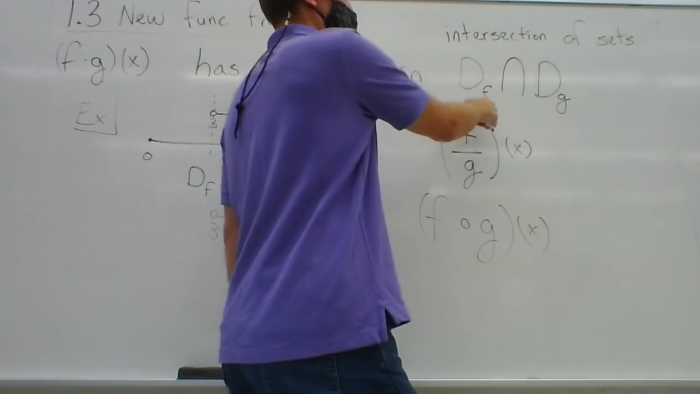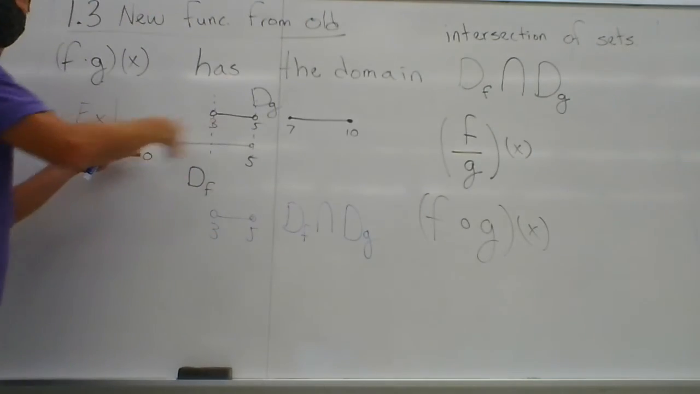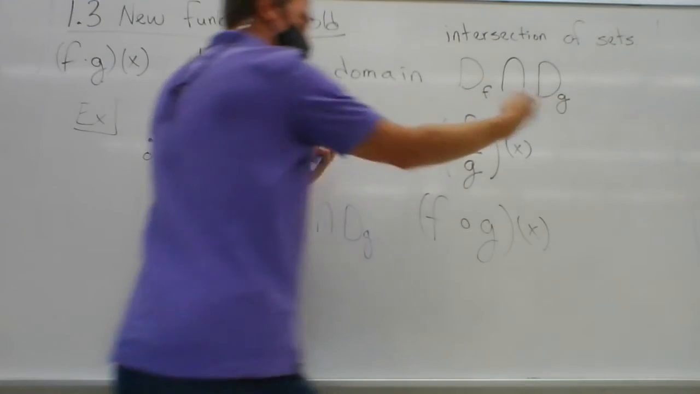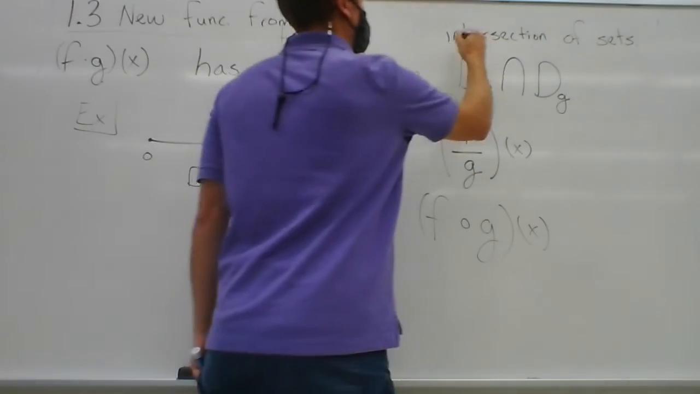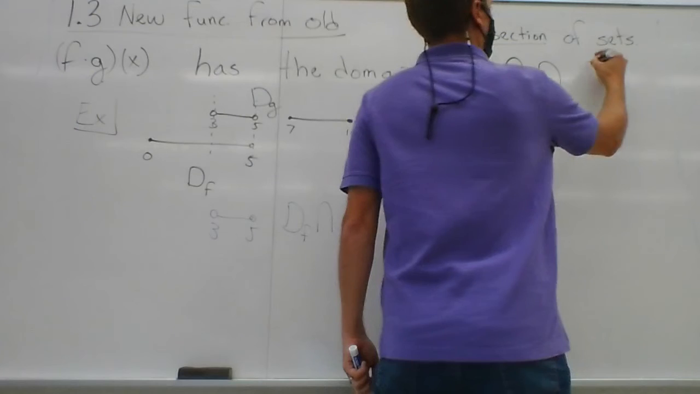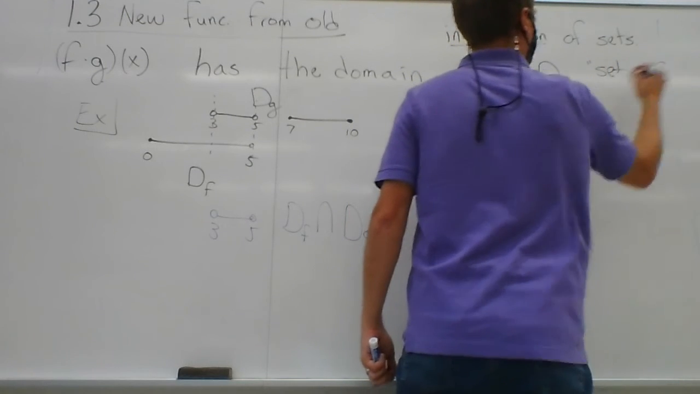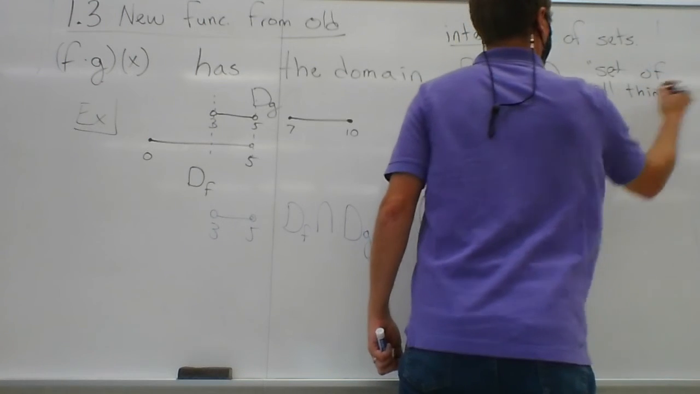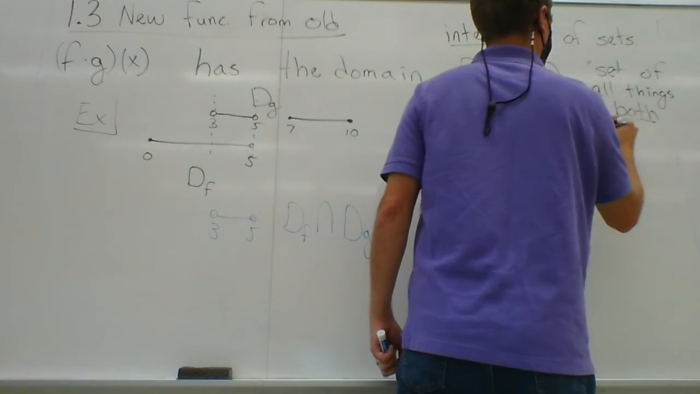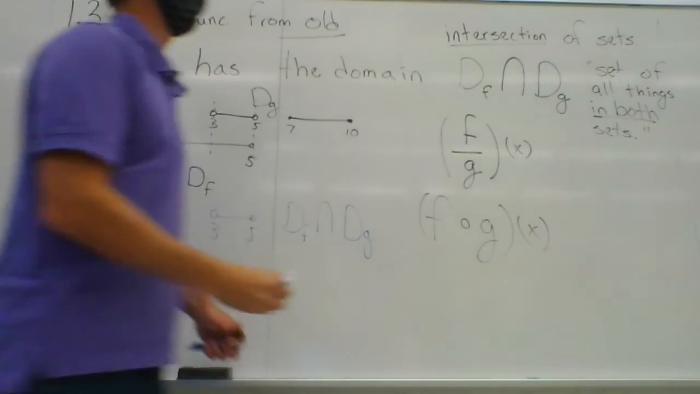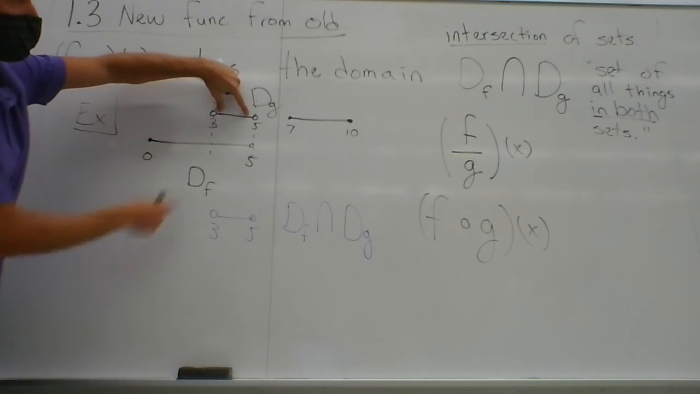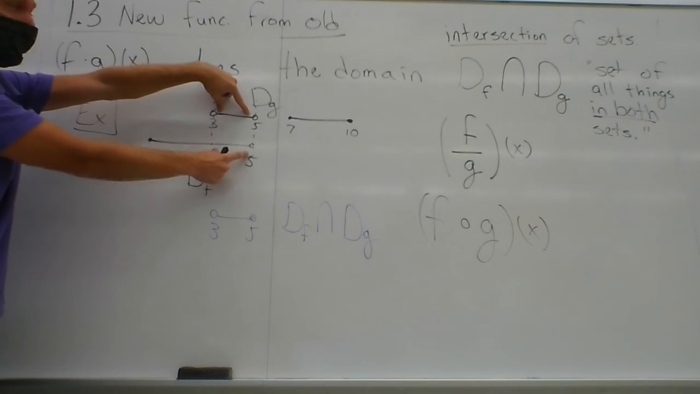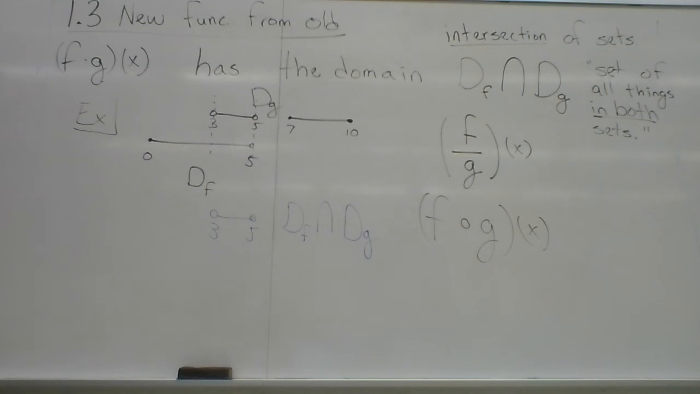So the domain of f is a set of numbers, right? Like I drew here, it's just a list. Maybe all of the numbers from 0 to 5. D of g is a set of numbers, so it's 3 to 5 and then 7 to 10 together. This is the intersection of those sets. Essentially, it's the set of all things in both sets. So if something is in both DF and it is in DG, then it is in the intersection of them. So that's why here we have these numbers in DG and they happen to be down here in DF. So those numbers are in both. That's the intersection.